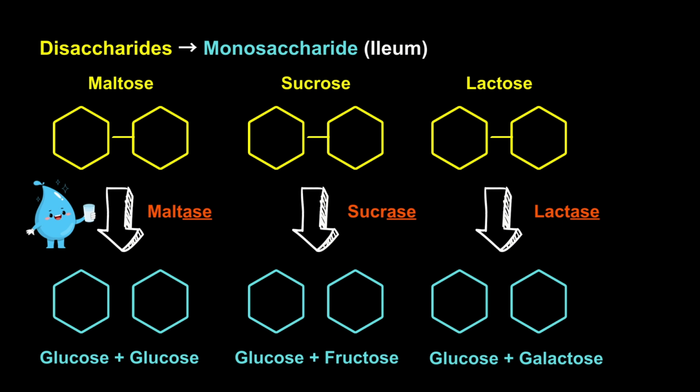The next stage of carbohydrate digestion is taking this disaccharide and breaking it down into monosaccharides. This happens in the epithelial cells in the ileum. You can see the three examples of disaccharides. Maltose gets broken down by the enzyme maltase into glucose and glucose. Sucrose gets broken down by sucrase into glucose and fructose. Lactose gets broken down by lactase into glucose and galactose. And here we see that people who can't digest lactose properly don't have the lactase enzyme present.